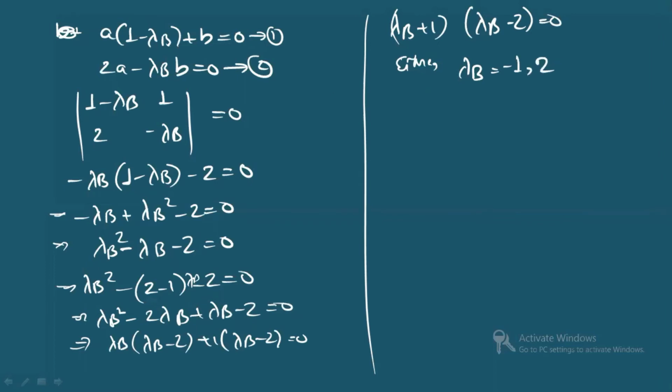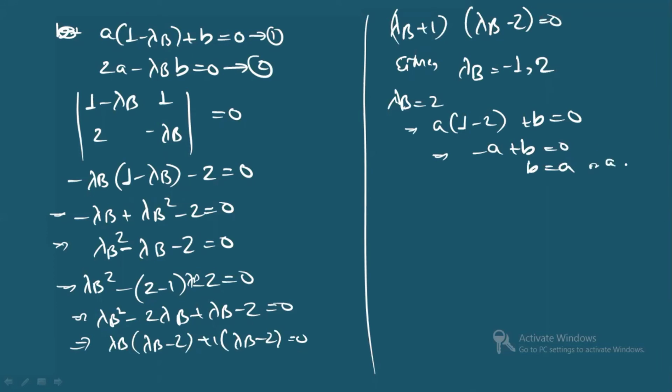So you were having these equations, right? With you. So if you put λb equals 2 in the first equation, so you will get a(1 minus 2) plus b equals 0. Right? So it will give you minus a plus b equals 0. So b equals a. Or you can write a equals b. Same thing.